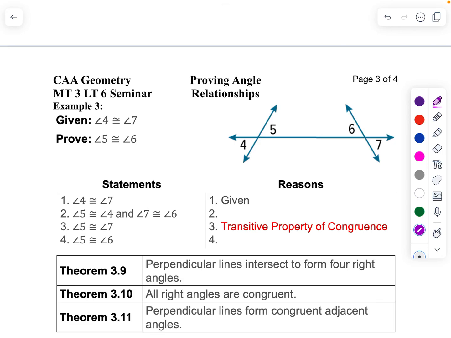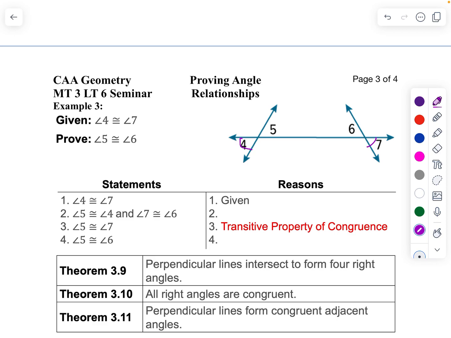In example 3, we're given that angle 4 is congruent to angle 7. And notice in our proof, that step is given. I want to prove angle 5 is congruent to angle 6. On this one, we're just going to have to write in our reasons.